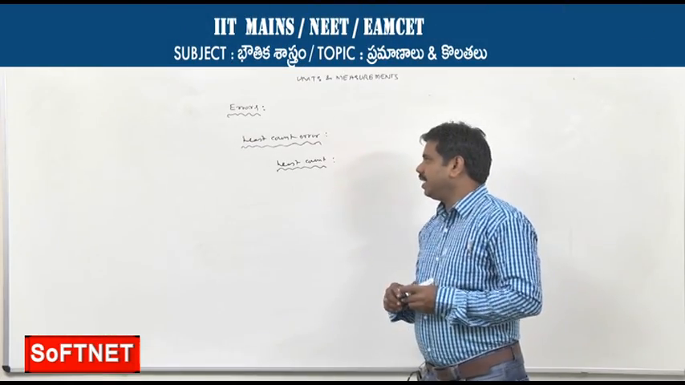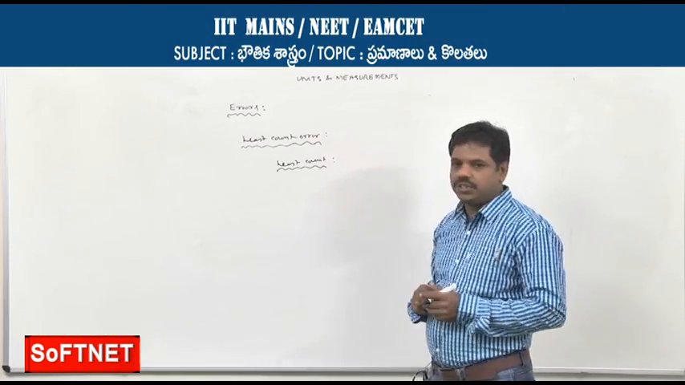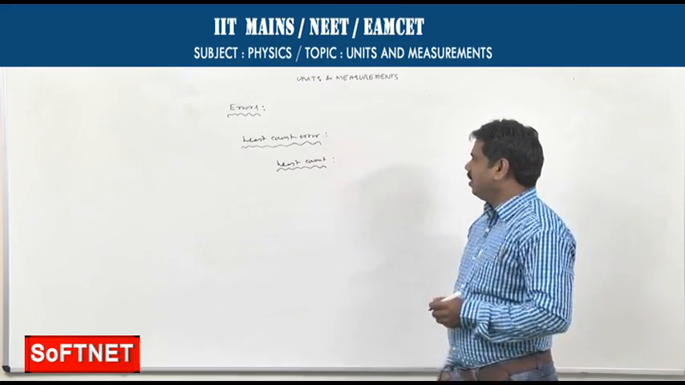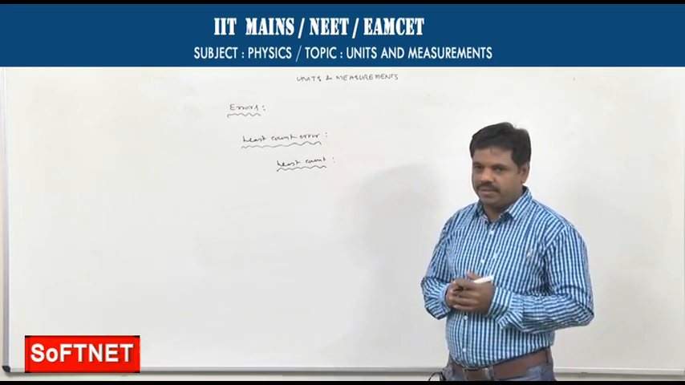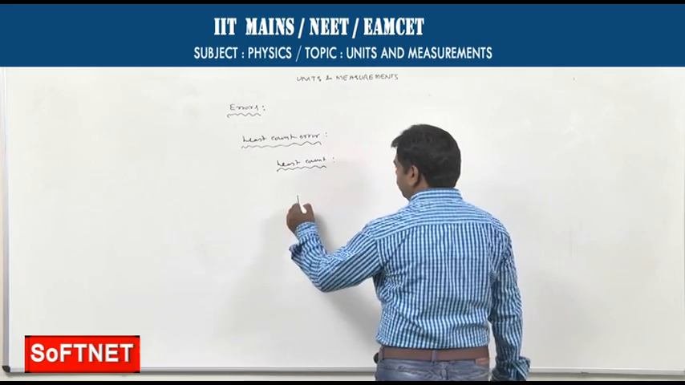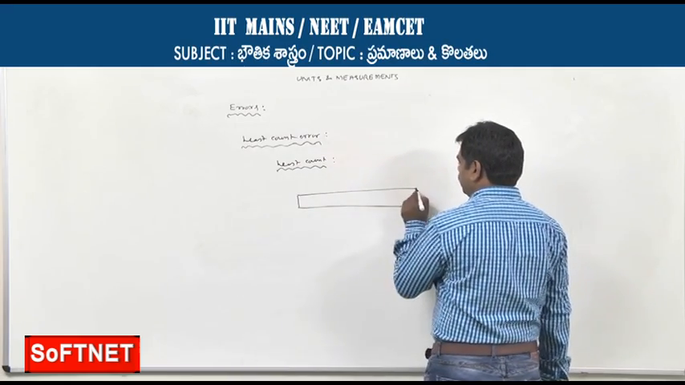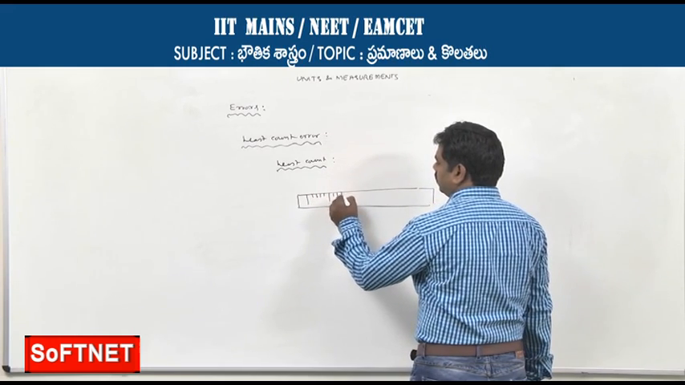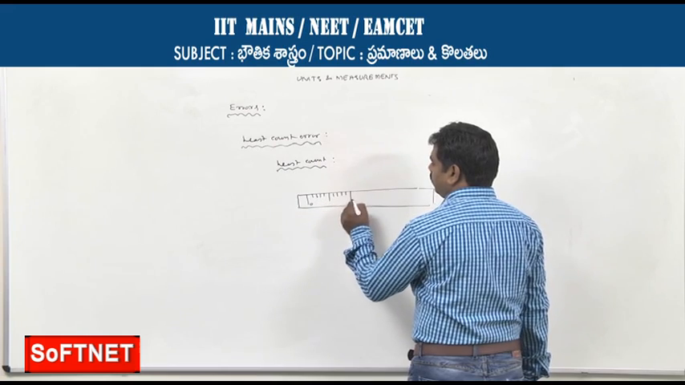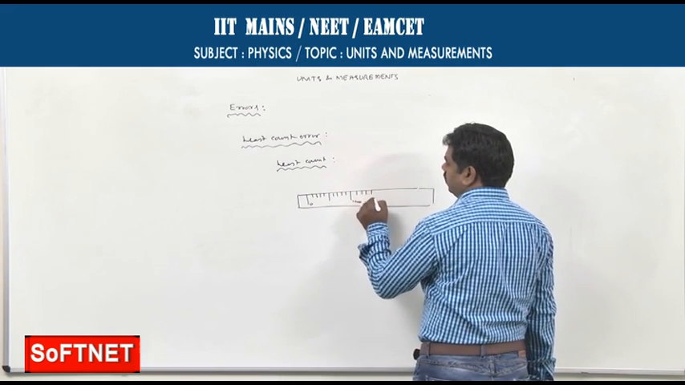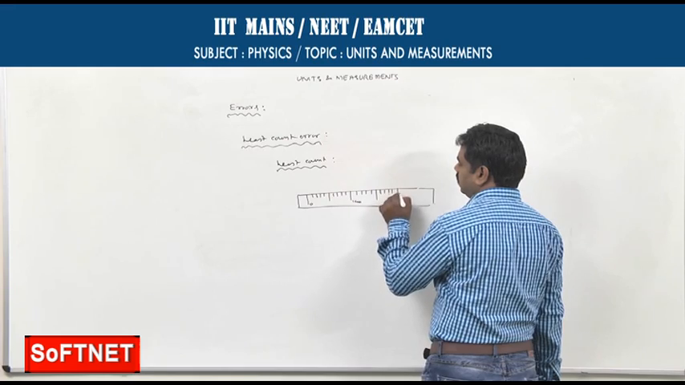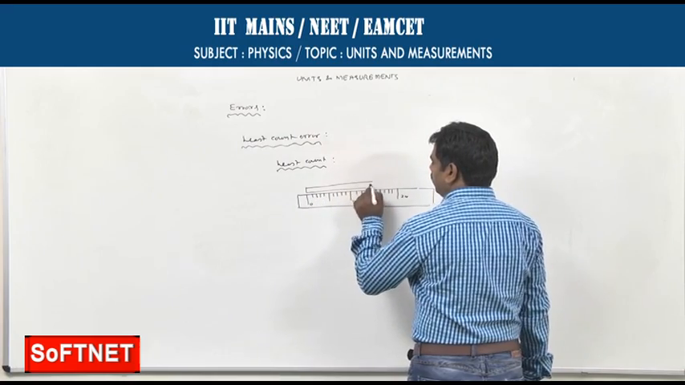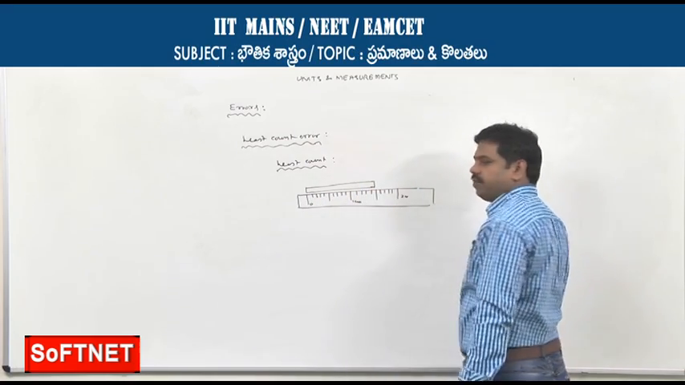Here the important error is called the least count error. What is a least count error? What is a least count? It is the minimum value that can be determined by using any instrument. What does that mean? For example, I am going to use a scale here to determine the length of a rod. Say this is 0, this is 1 centimeter, 2 centimeter.